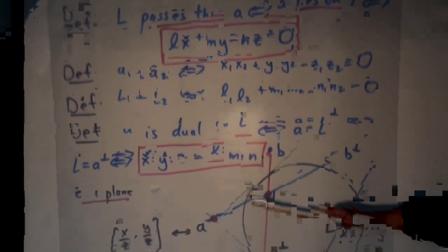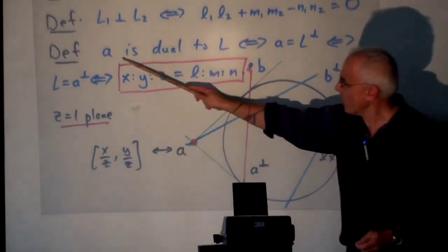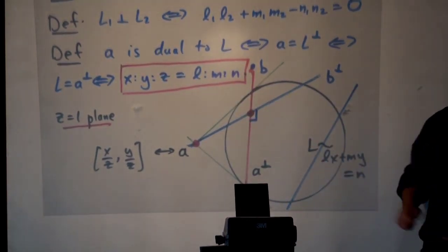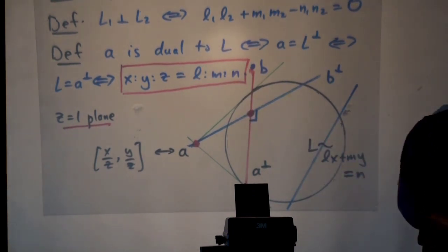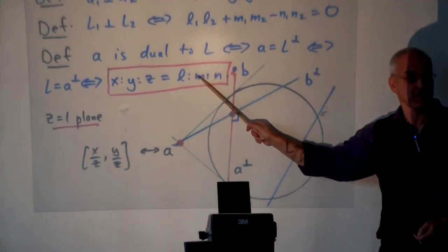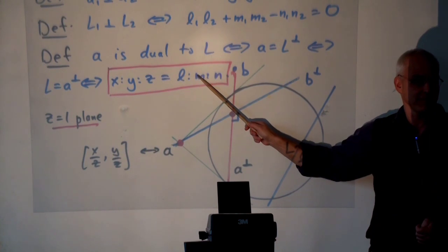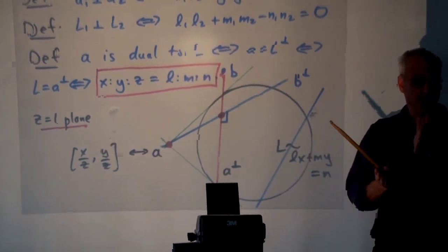And then an important definition is the notion of duality, which is very simple. So we say that the point A is dual to L precisely when the two proportions are the same. In other words, when this vector A is actually the normal to this line L. That's our duality. One line being the normal to a plane.